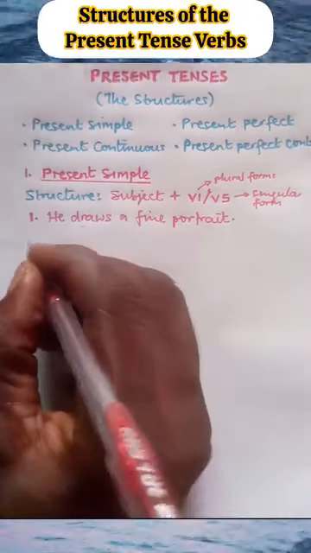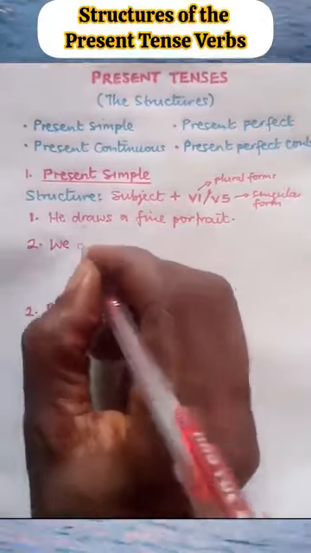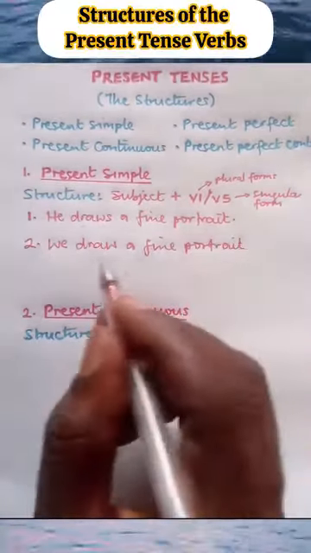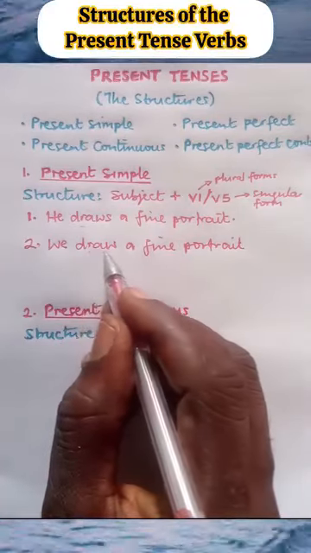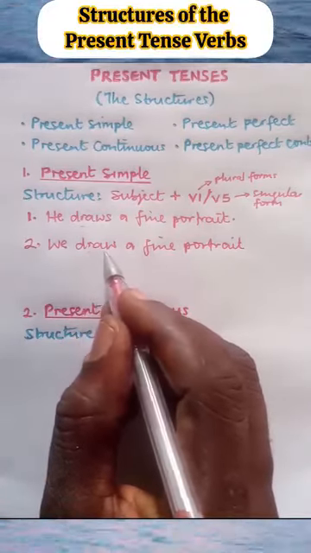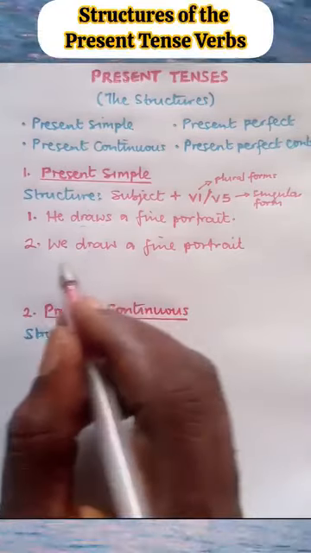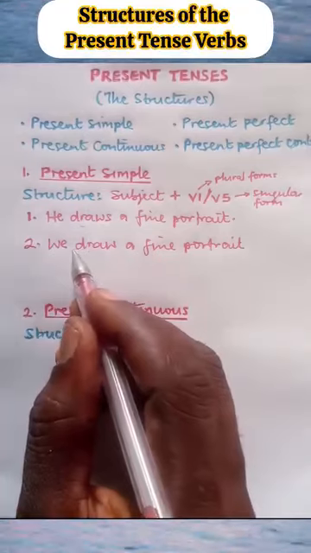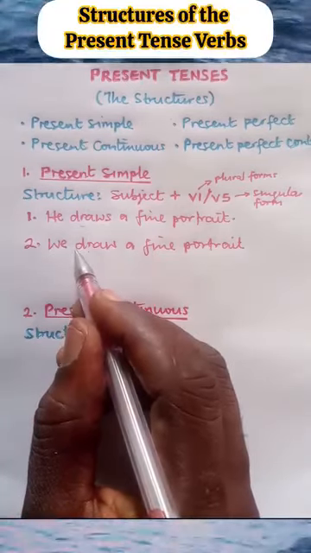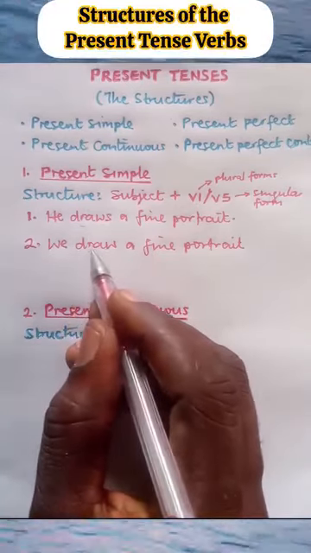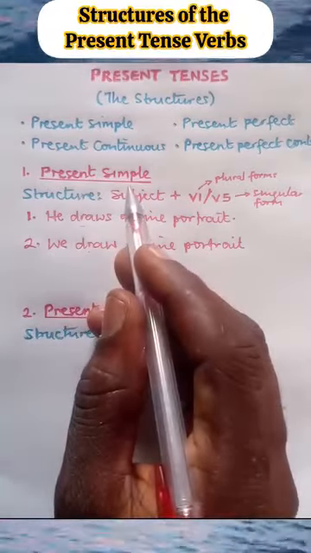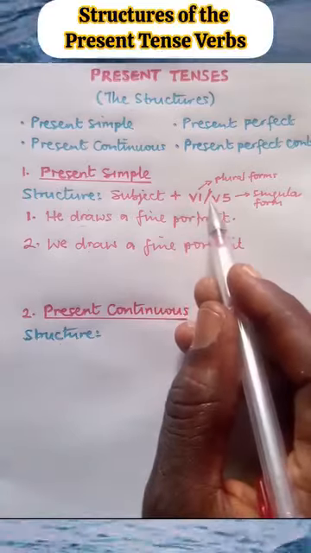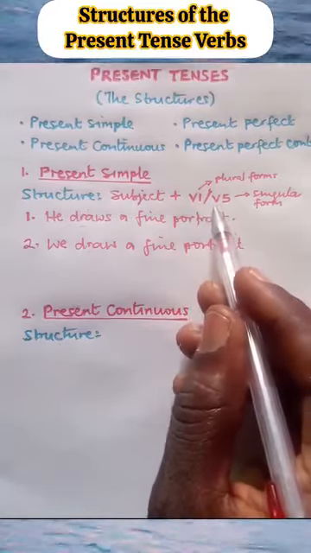Let's look at another example. Example 2. We draw a fine portrait. Here we have a verb 1, a plural verb, because the subject we is plural. And again, the verb doesn't need the help of any auxiliary. The verb on its own in the plural form forms the present simple. And the structure once again is you have the subject plus either a verb in the plural or singular form.